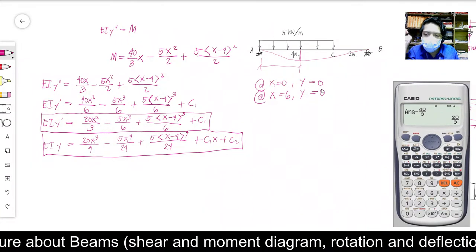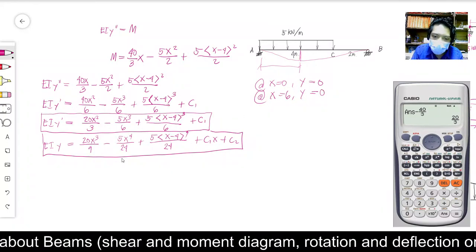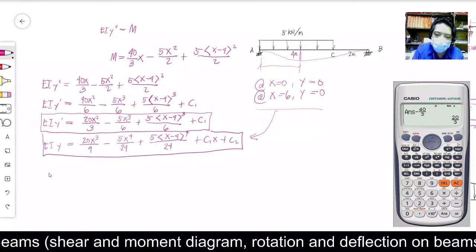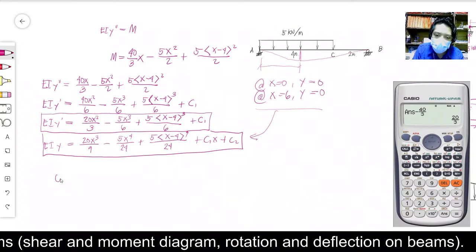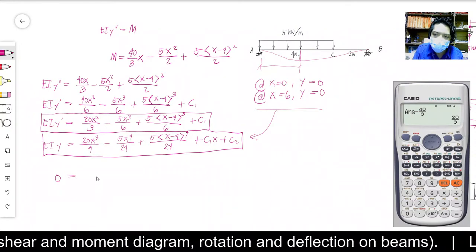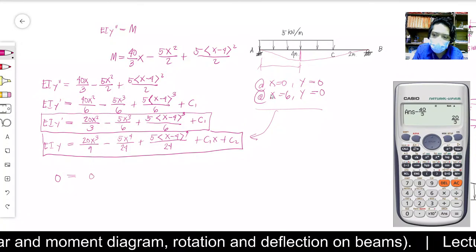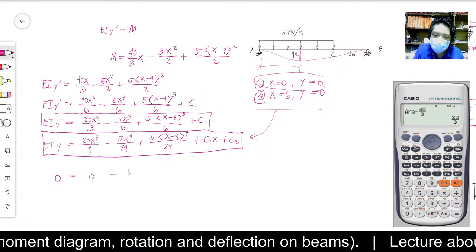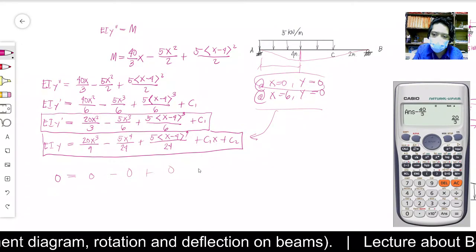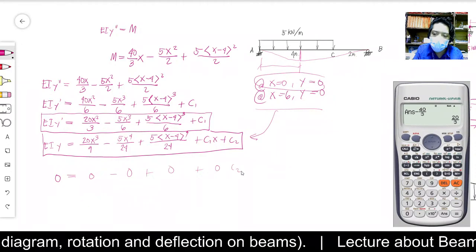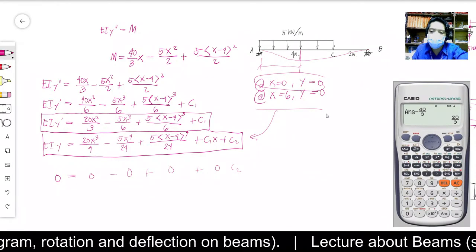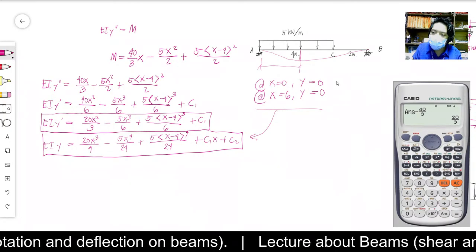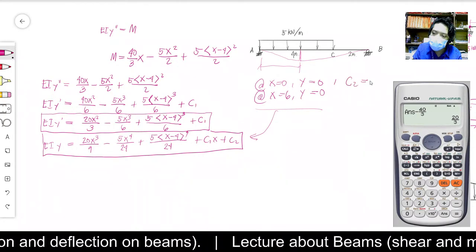Okay, let us try to use that. When we substitute this boundary condition into this equation, let us try to solve. This is 0, this is also 0. I'm using this one. Substituting x is 0, this is also 0, this is also 0. This is 0, and what is left is C2. So C2 is 0. Okay? C2 is 0.